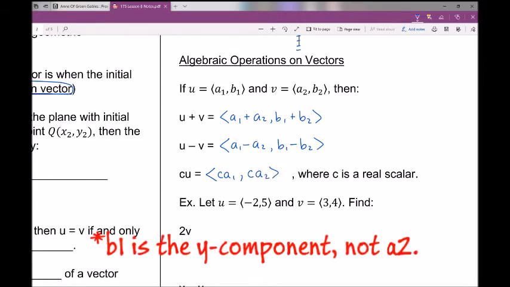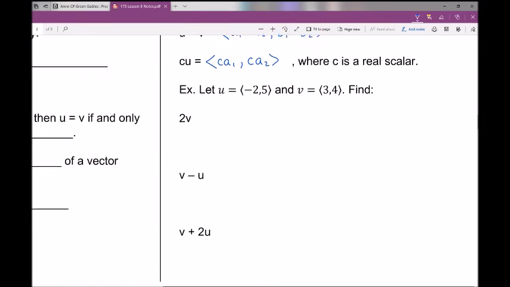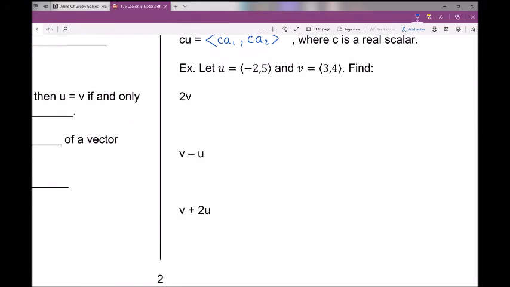All right. So now let's apply this to some examples. So if we're given the vectors u equal to -2, 5 and v equal to 3, 4, we want to find first 2 times v. So this just tells us 2 times the vector 3, 4. And to multiply a scalar by a vector, we just multiply each component by that scalar. So we end up with the vector 6, 8.